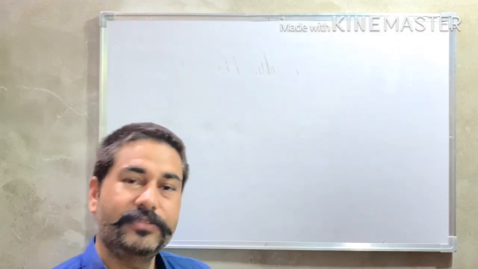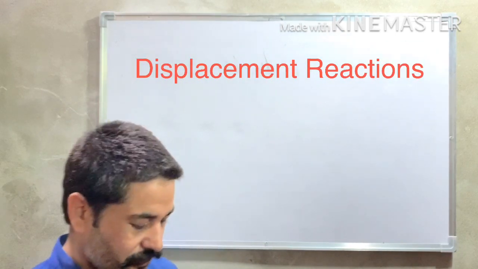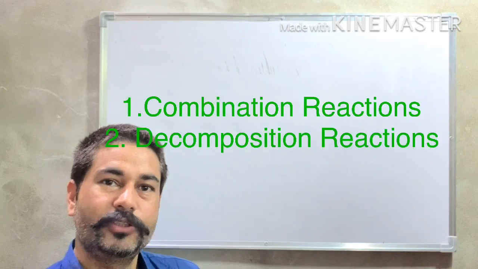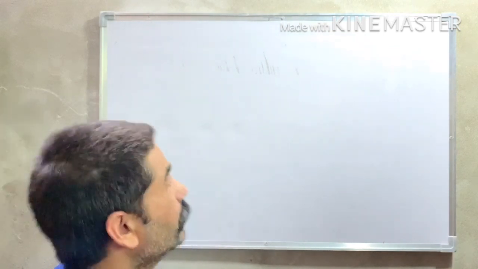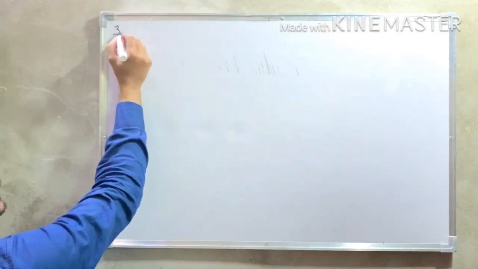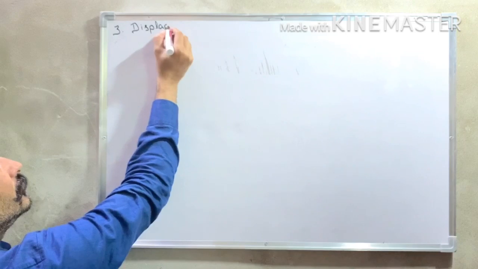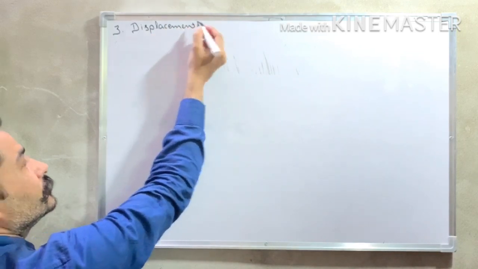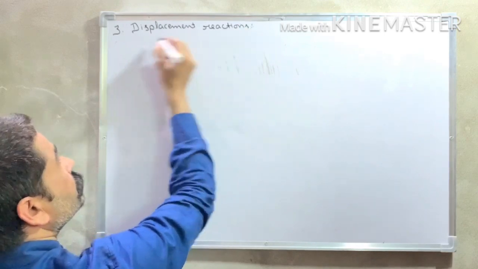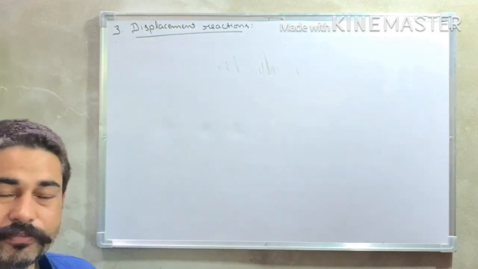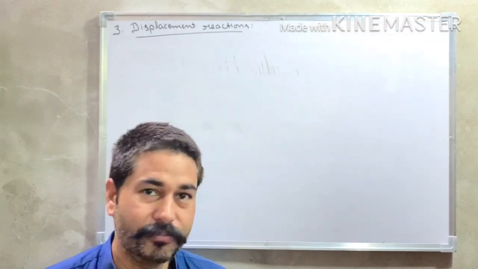So in this lecture, I'll tell you what are displacement reactions. In previous lectures, we have covered combination reactions and decomposition reactions. Now we are doing the third type of chemical reaction, that is displacement reactions. What is the meaning of displacement? Displacement means to displace someone, its English meaning.